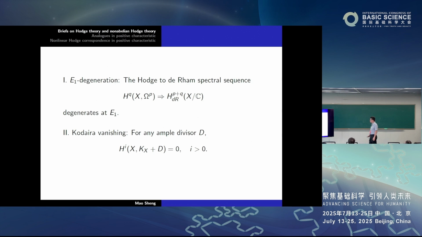Let's mention two. The first one is the so-called E1 degeneration of the Hodge to de Rham spectral sequence. So you see, the pointer doesn't work. Can you help me to make this pointer work?